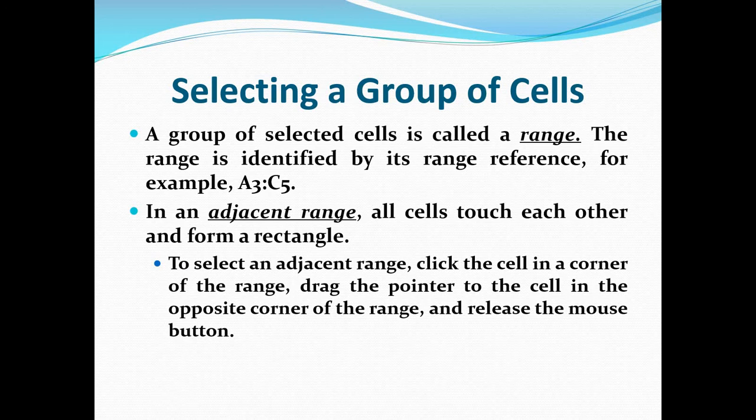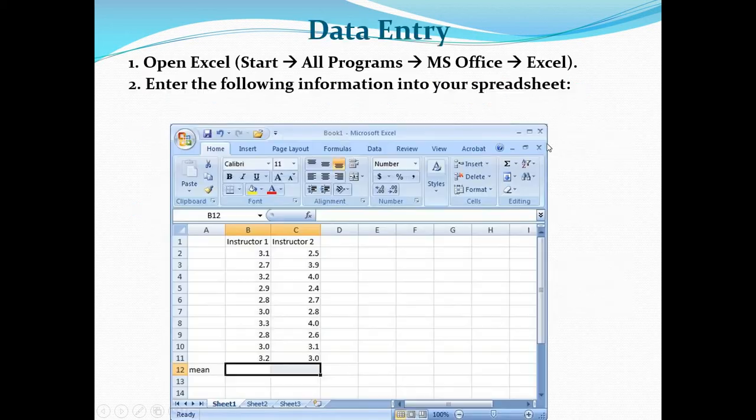Now, selecting a group of cells. A group of selected cells is called a range. So the range is a group of cells. Now, this is a range starting from B2 and ending with what? C11. This is the range. So a group of selected cells is called a range.